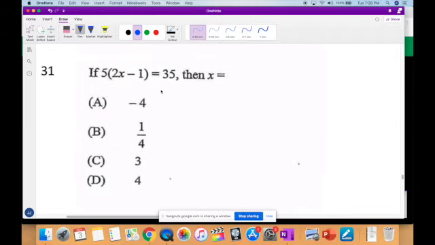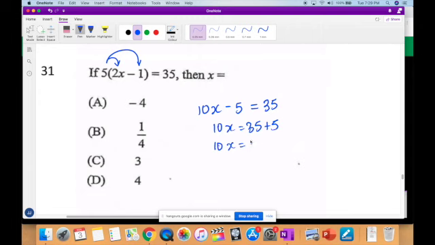This is another distributive law question, the third distributive law question that we've done. 5 times 2 is 10x, and then 5 times negative 1 is negative 5, and that is equal to 35. Therefore, 10x is equal to 35 plus 5. 10x is equal to 40. X is equal to 40 divided by 10. X is equal to 4.